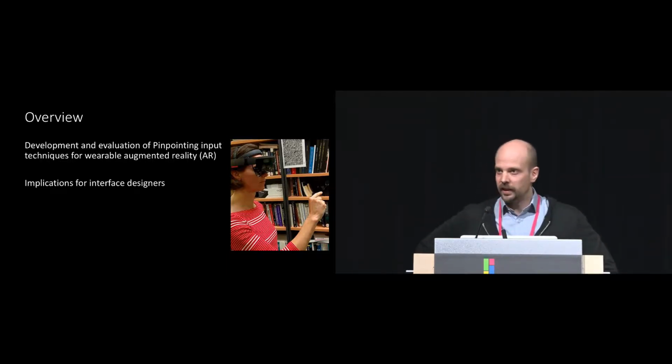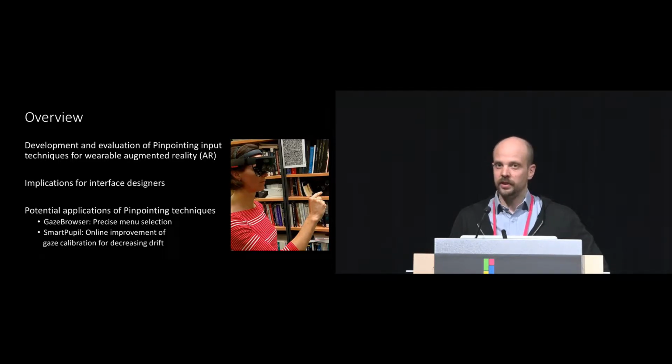And after developing and evaluating the techniques, we developed two design implications for user interfaces, such as target sizes for different pinpointing techniques. And then we provide two potential applications for pinpointing. The first one is called Gaze Browser. It's basically a precise menu selection technique. And the other one is called SmartPupil. It's a correction method for removing calibration drift.